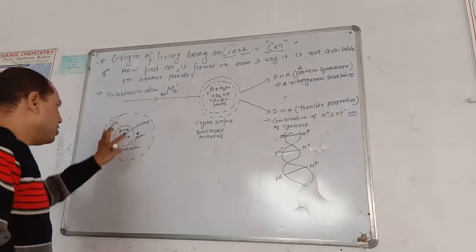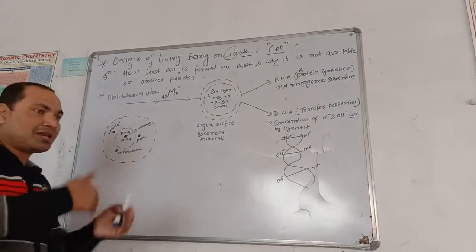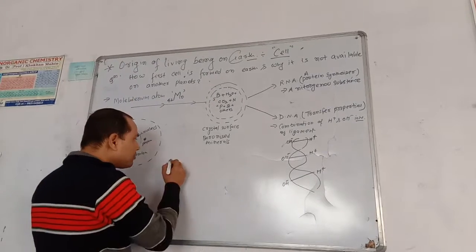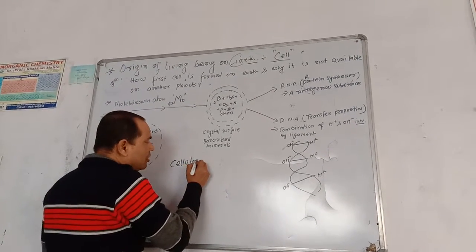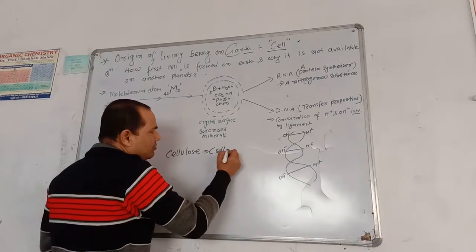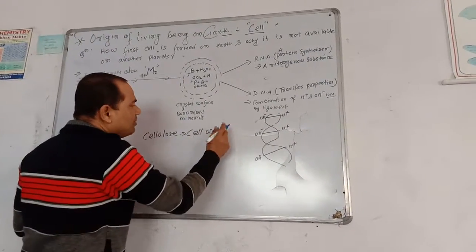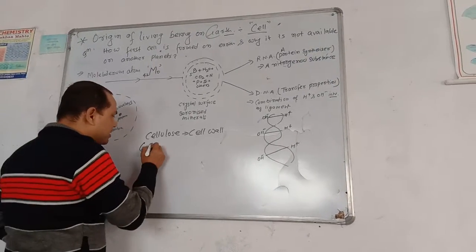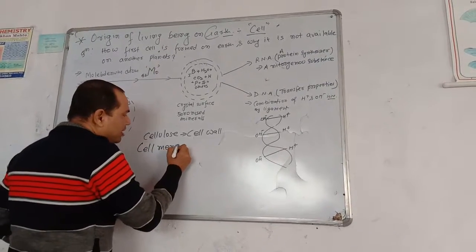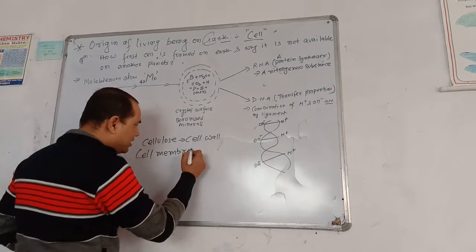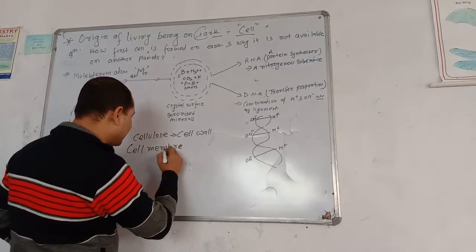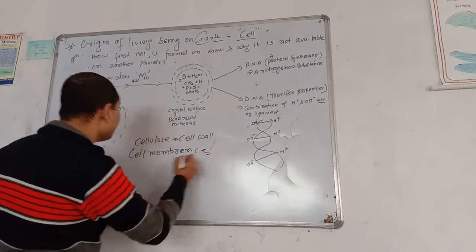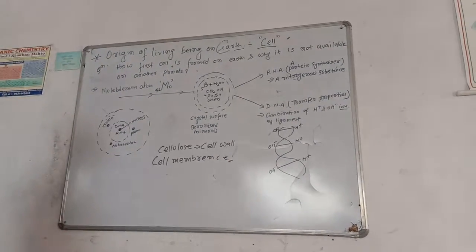After formation of the nucleus, with time it started developing. First, it forms cellulose. What is cellulose? Cellulose forms the cell walls. And then after that it forms cell membranes. The cell membrane protects the cell from any outer attack or outer danger. So cellulose is formed, and cell membranes are formed.